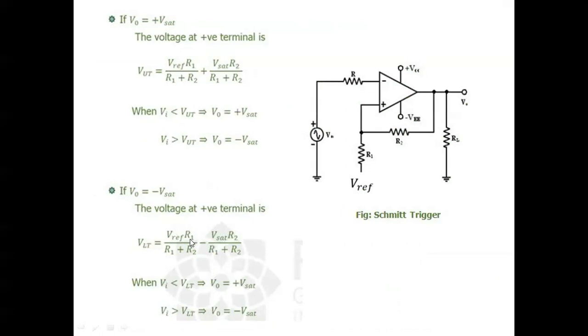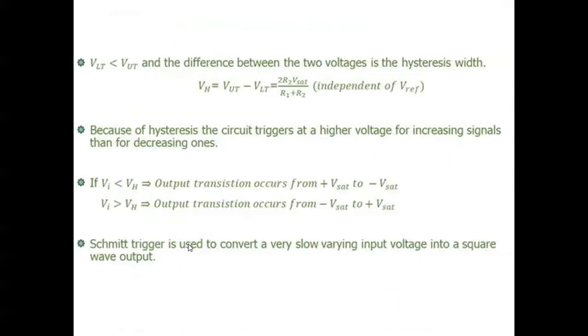The width between the upper and lower triggering points, say 5 minus 2, is 3 volts, which is the hysteresis width. Equation wise, VH is VUT minus VLT, which is 2 R2 Vsat by R1 plus R2. With the values of resistance and V saturation, we can calculate the hysteresis voltage value. This is because the hysteresis circuit triggers at a higher voltage for increasing signals than for decreasing ones, so it is purely comparator operation.